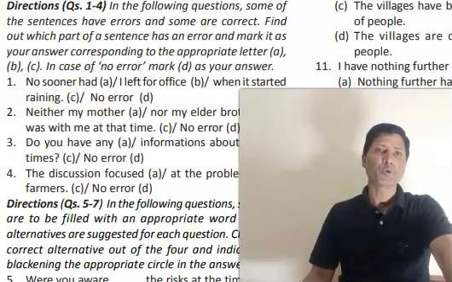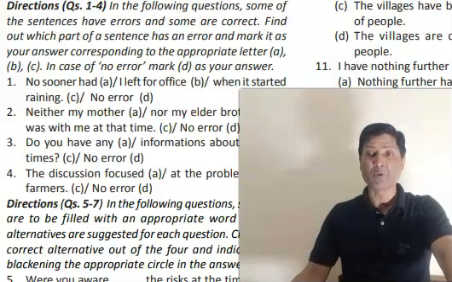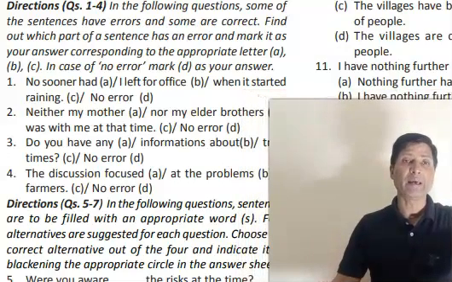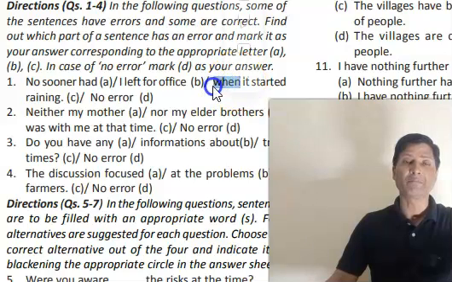Again, from question number 1 to 4, you have common error questions. In each question, you have 4 parts. One of the parts of the sentence contains a grammatical error. You have to find out that part. Let us see what is the problem in question number 1. No sooner had I left for the office when it started raining. No error. So here the problem is in the word when.